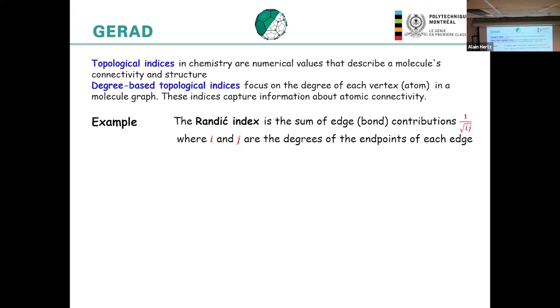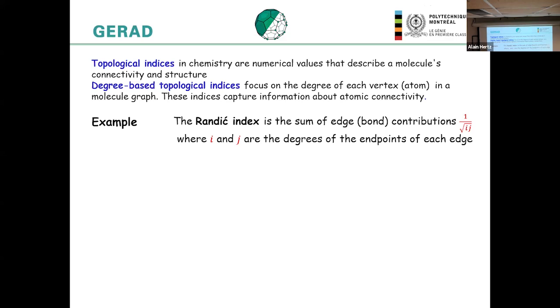The most famous example is the Randić index. So if you have an edge with endpoints of degree i and j, they say that the value of this edge is 1 divided by the square root of i times j. This is just one example of an index, which is the most famous, that exists since '75, I think. So Randić invented this function, this index.